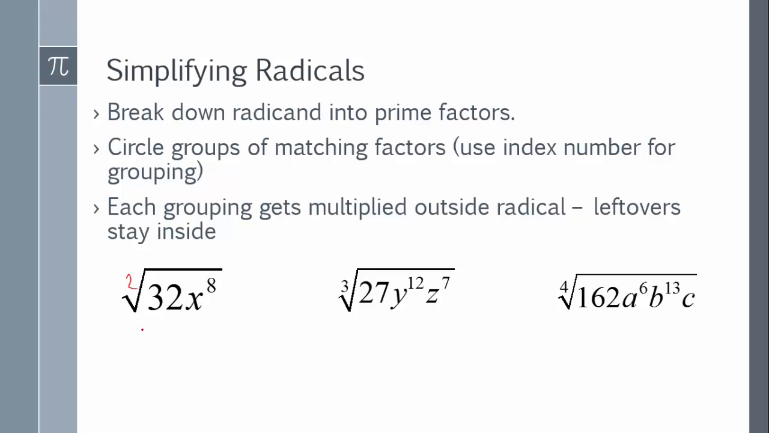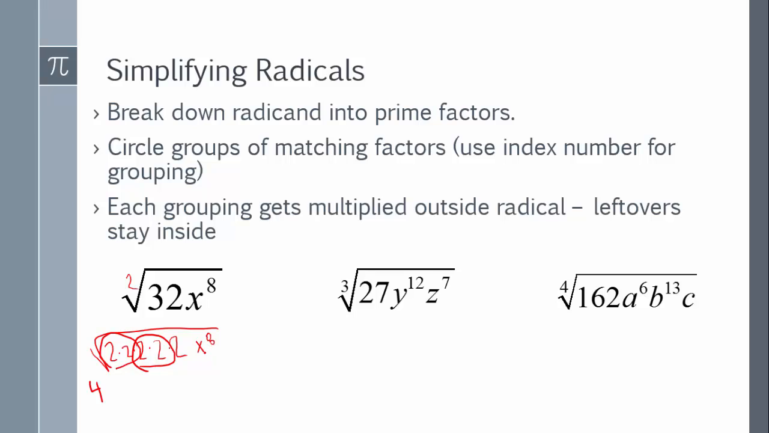The square root of 32x to the 8th. So when we do our factoring of 32, we get that 32 is 2 to the 5th, so 2 times 2 times 2 times 2 times 2. And then we have our x to the 8th. Since it's a square root, we're going to be pairing up like numbers. So I have a pair of 2's and a second pair of 2's. Each pair of 2's comes out of my radical and gets multiplied together to be a 4 on the outside. Okay, now let's work with the x's.